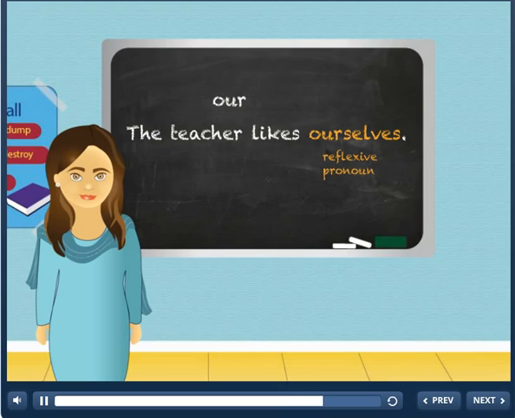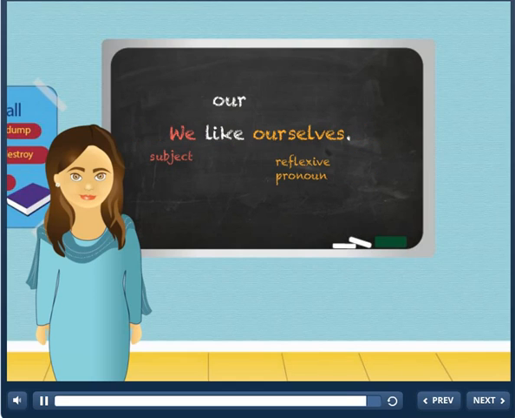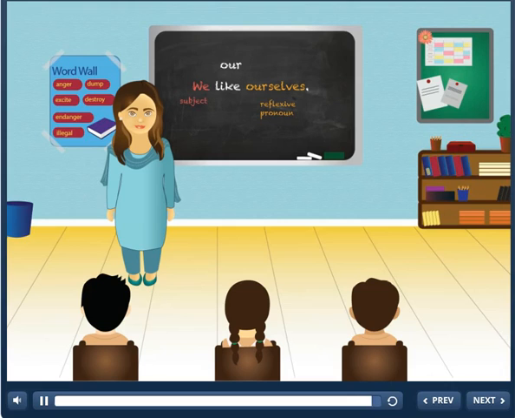What is the subject in this sentence? The teacher. Good. To have this sentence be correct, the subject needs to match the reflexive pronoun. What is a matching subject for the reflexive pronoun ourselves? We like ourselves. Good job, children. Now let's move on to group number 2.